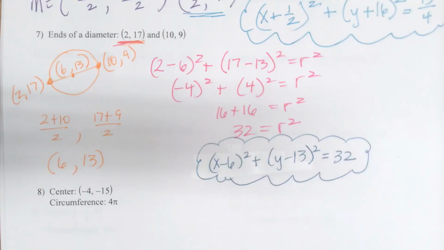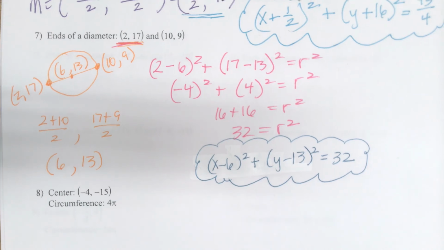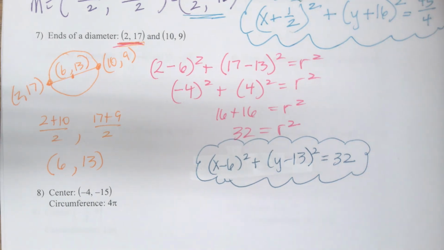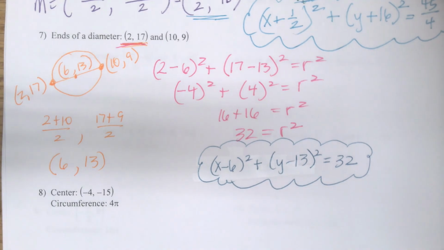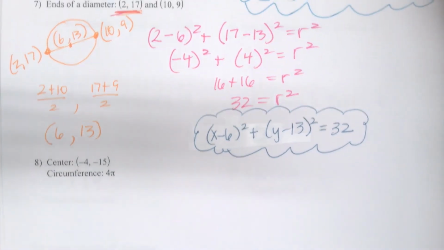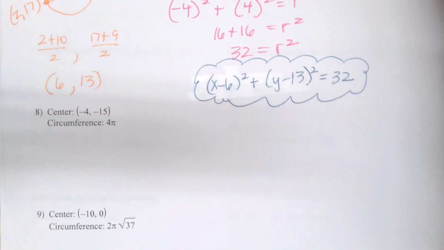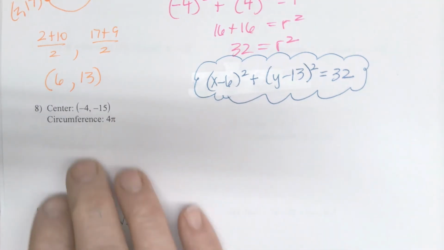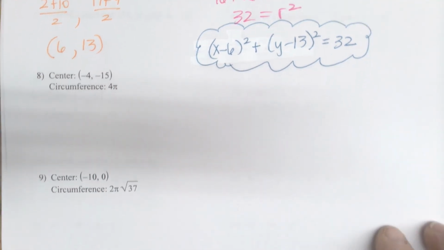So I ended up with (x minus 6) squared plus (y minus 13) squared equals 32. I hope that you ended up with the same thing. In our last couple problems, sometimes they're going to even look like they're a little more complicated than they really are. And so in the last two, I'll be given the center and then the circumference.